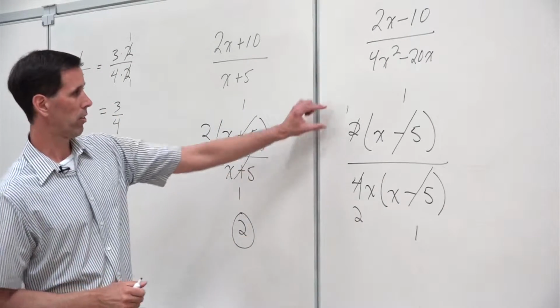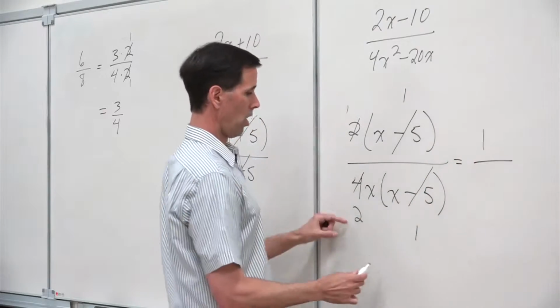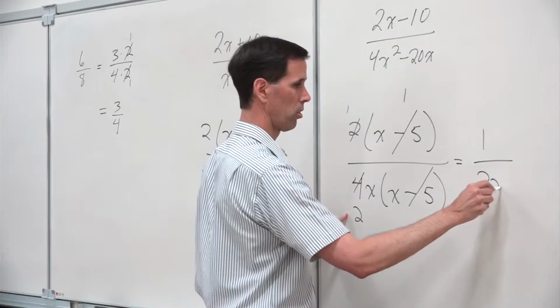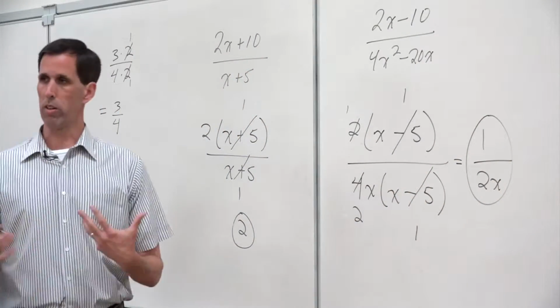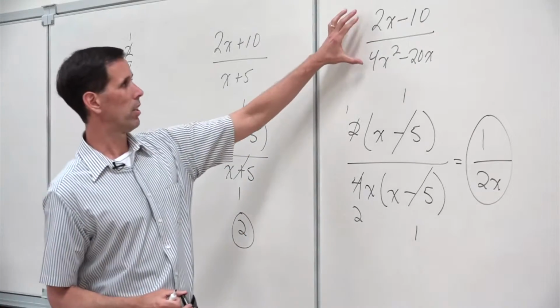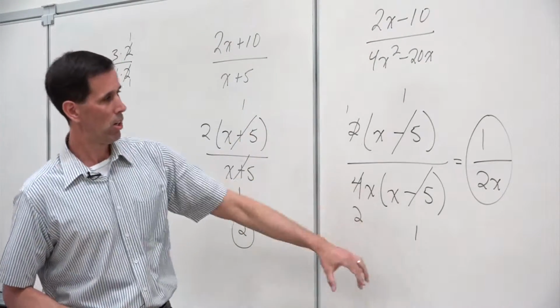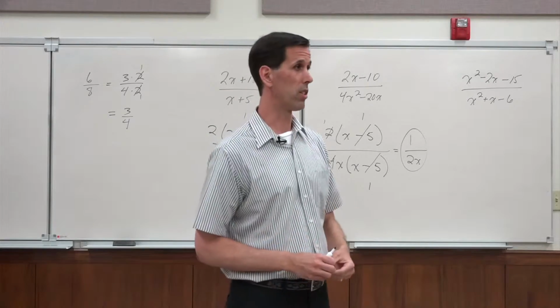So now you want to look at what's left. On top, we just have 1 times 1, which would just be a 1. Over on the bottom, we have 2 times x times 1, which would just leave us with 2x. So there's your final answer there. So again, you have simplified things because if you knew what x was, would you rather plug it into your original expression, or would you rather plug it into this expression down here? You want to think which one is easier.